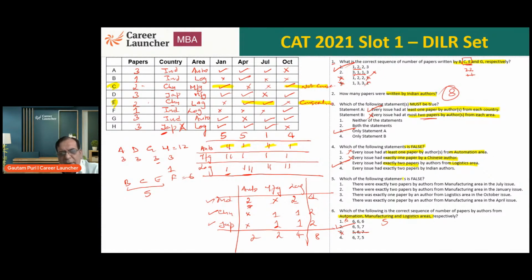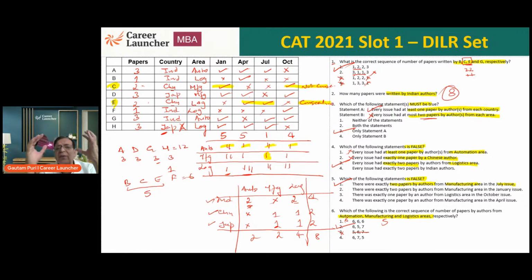Last question, or the fifth question. I'm saying last because we have already done question 6. Which of the following statements is false? Okay. Again, there were exactly 2 papers by authors from manufacturing in July issue. Manufacturing July issue is 1 paper. We are looking for false. Yahi to answer hoga. This is false. Correct answer. End of the story.